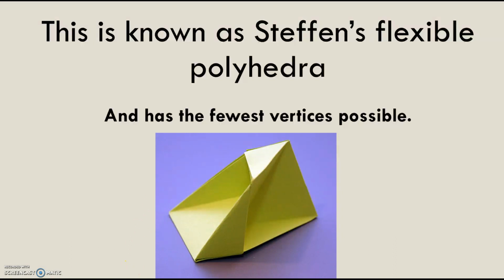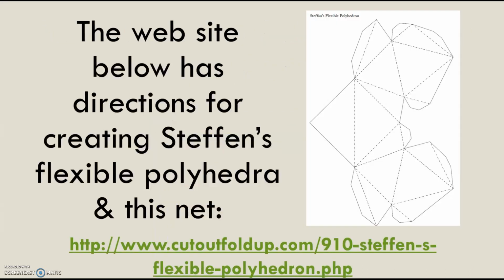Steffen's flexible polyhedron has the fewest vertices possible, and so it's something that you might actually be able to construct with students, just so they can see what it would look like. And they were also referred to as crinkly polyhedra because you can kind of move it around and the paper crinkles. So this website has directions for creating Steffen's flexible polyhedron, and it comes with this net and directions. And it's from a website called Cutout Fold Up, and it's just filled with ideas of things that you can create with paper.